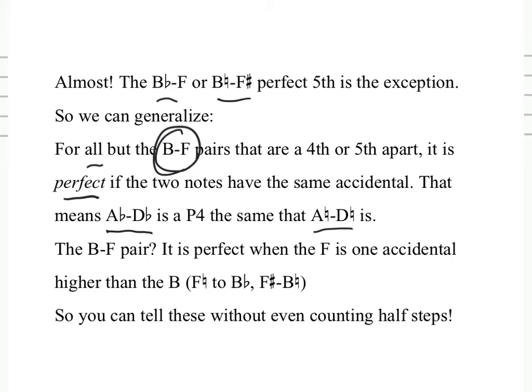The interval doesn't change. That's what we're doing here. Okay, so what about that exception? What about the B and F pair? It's perfect when the F is one accidental higher than the B. What I mean by that is we just looked at B flat up to F or F to B flat, so the natural is one accidental higher than the flat. Or if I went F sharp to B, the sharp is one accidental higher than the natural. And that's just for the exception, the B and F pair. So you can tell these without even having to count half steps.